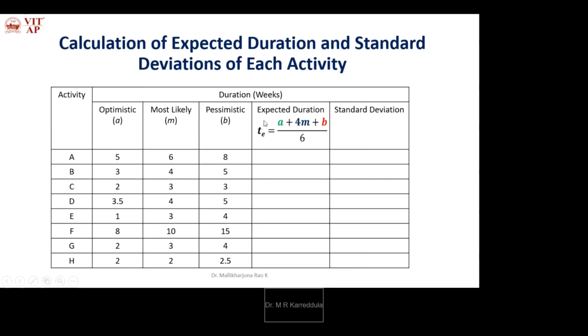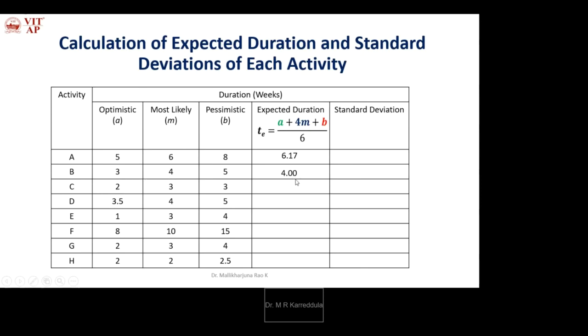Using this mathematical expression, we have to calculate the expected duration time for all the activities from A to H. So for the first activity A, what is the value of a? 5. 5 plus 4 multiplied by 6 plus 8, divided by 6. So what is the obtained value? 6.17. The expected duration of activity A is 6.17.